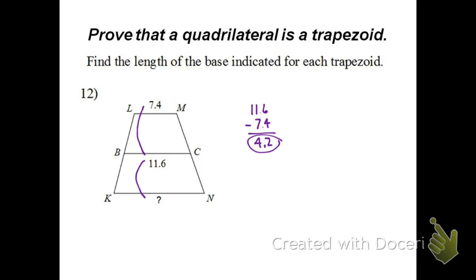So now, if we're going 4.2 from the small one to the middle one to the big side, it even helps to write in that 4.2 here, because now I can match up the 1 and the 4 or the 6 and the 2. So looking at this, if I add these together, side KN would represent 15.8. All right. Yes.